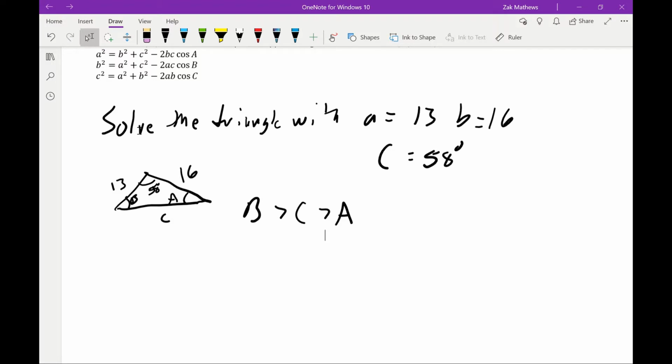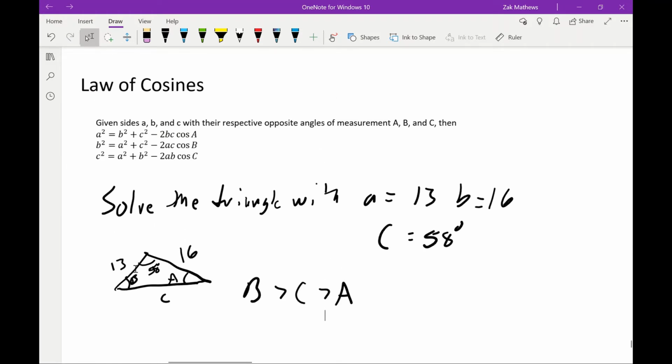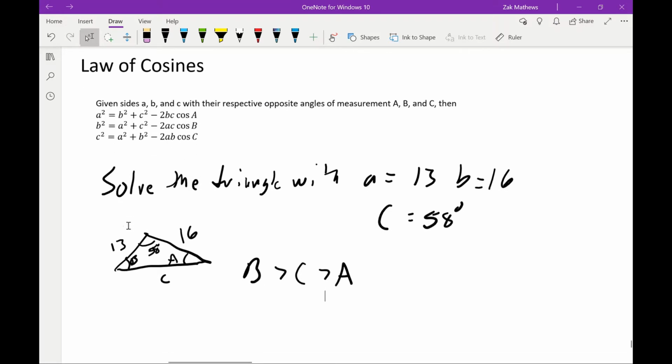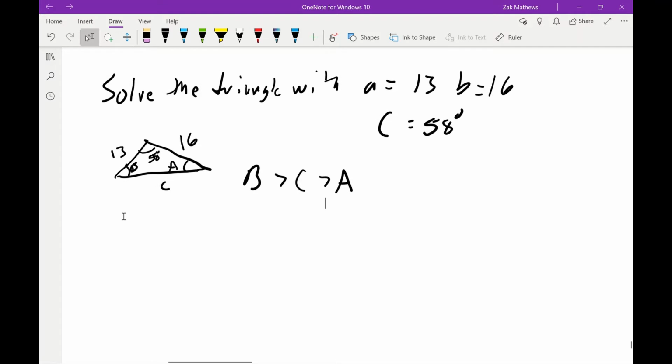Let's get to the math. We want to solve the triangle, which means I want to know all the pieces. There's only one piece right now that I can solve for, and that is side C. I only have angle C, so if I look back at my law of cosines, angle C means I get to side C, and conveniently enough, I have the A and the B too. I could not use law of sines here.